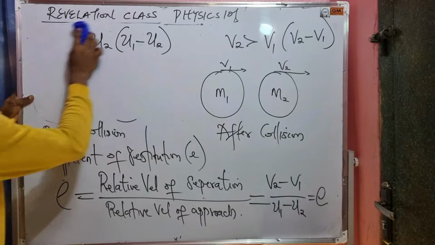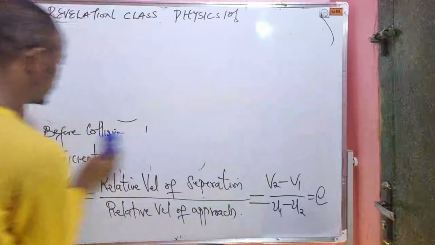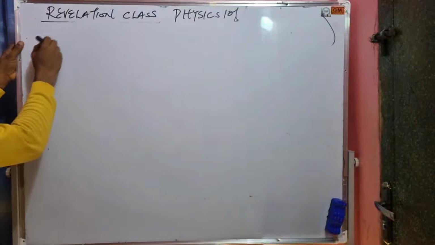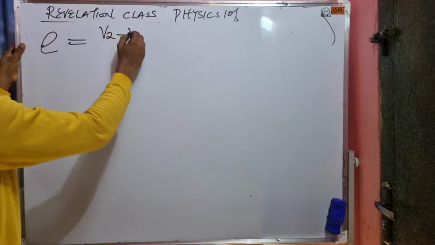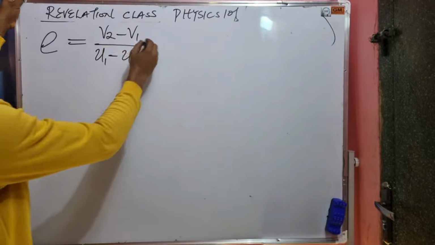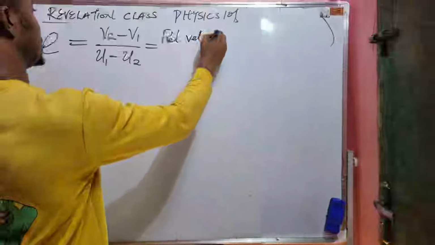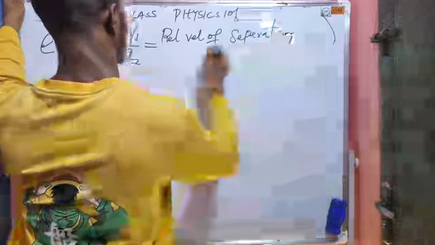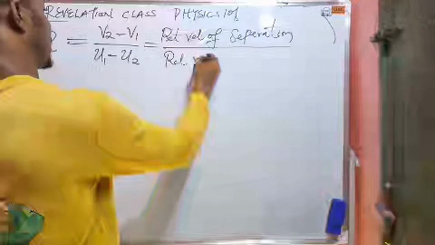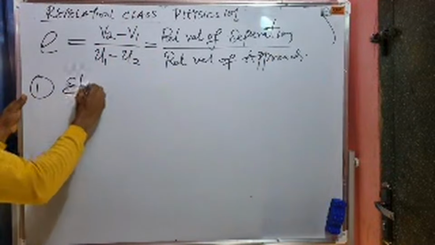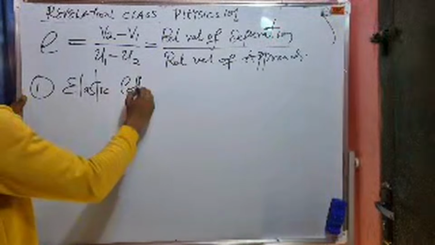Now let's finish up. Take note that the value of E is equal to V2 minus V1 over U1 minus U2, which is relative velocity of separation over relative velocity of approach. Now, for elastic collision, don't forget, for elastic collision.